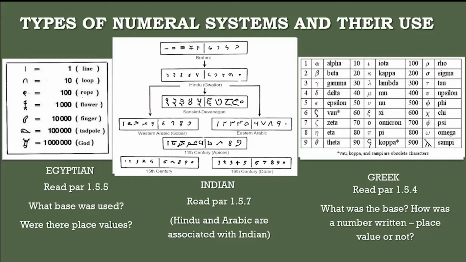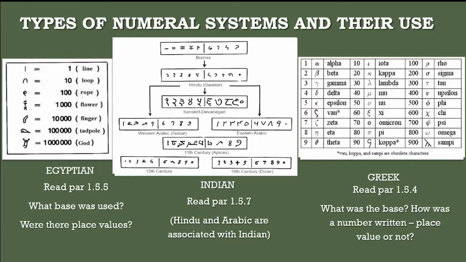a letter symbol that they don't use anymore. But zeta is there, eta, theta, iota, kappa, lambda, and so on. So if you see an A or an alpha, you know it's number 1. So they combined them to make up a number. But you have to read in that paragraph, what was the base? How was a number written? Was it written in a place value or was it not?